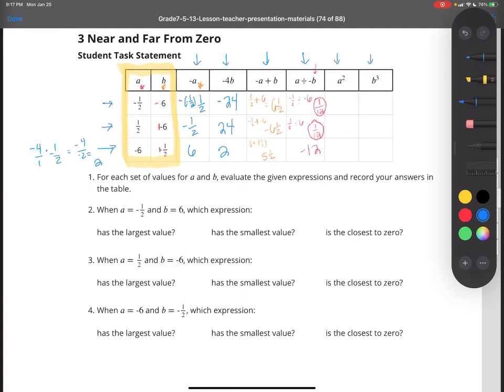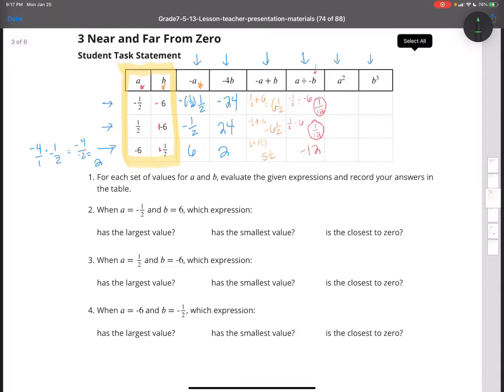Now, for the next row, I annotate in green. So, a squared is basically, this is called an exponent. What exponents tell us is how many times we're multiplying the same number. So in this case, a squared would give me negative 1/2 times negative 1/2. A negative times a negative equals a positive, and it's 1/4.